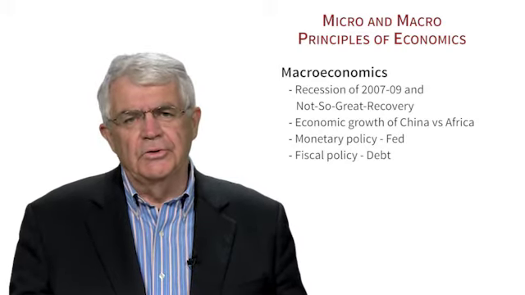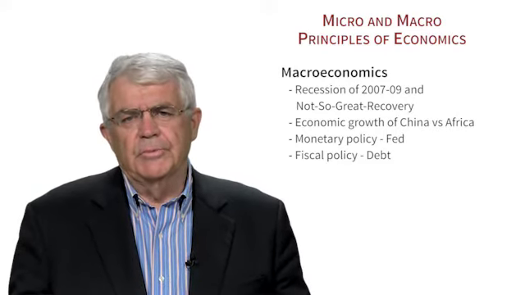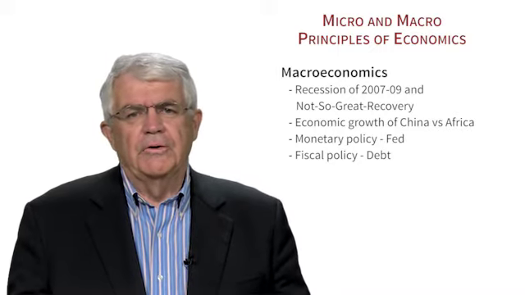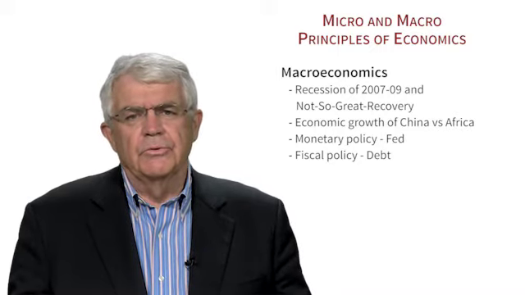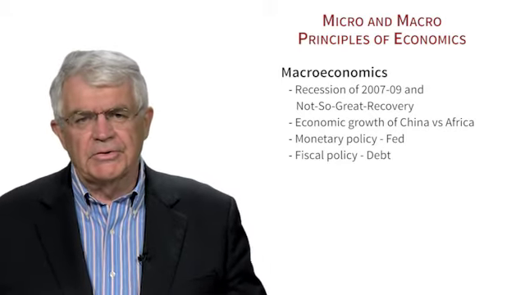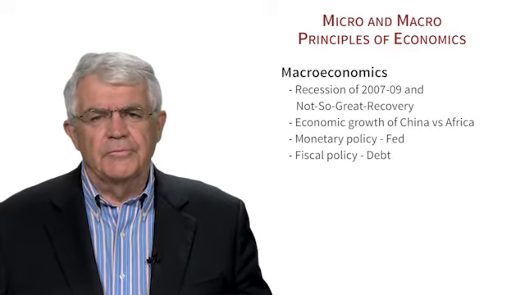Macroeconomics also has to do with monetary policy. That's really what the Federal Reserve does, or central banks in other countries. What the chair of the Federal Reserve is going to do, how powerful that job is, what's the role of the Federal Reserve. And macroeconomics also has to do with fiscal policy. That's the tax and spending and debt of the U.S. government and other governments.